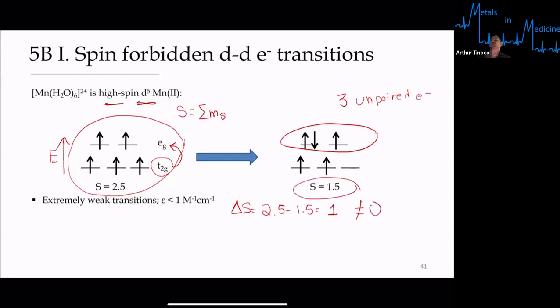And so we're violating the spin rule. So this particular transition violates 2 rules, the spin rule and the Laporte rule. So as a consequence of that, what do we see? Well, we see that the typical extinction coefficient for systems that violate both is going to be super low. So you're going to have an extinction coefficient of 1 or less than 1 per molar per centimeter.